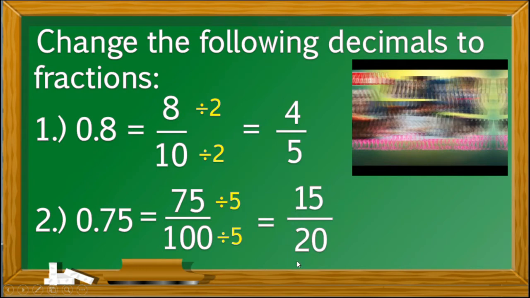Okay, since hindi pa ito ang lowest term, pwede nyo pa siyang i-divide ng 5. 15 divided by 5 is 3. 20 divided by 5 is 4. So, 0.75 is equal to 3/4.